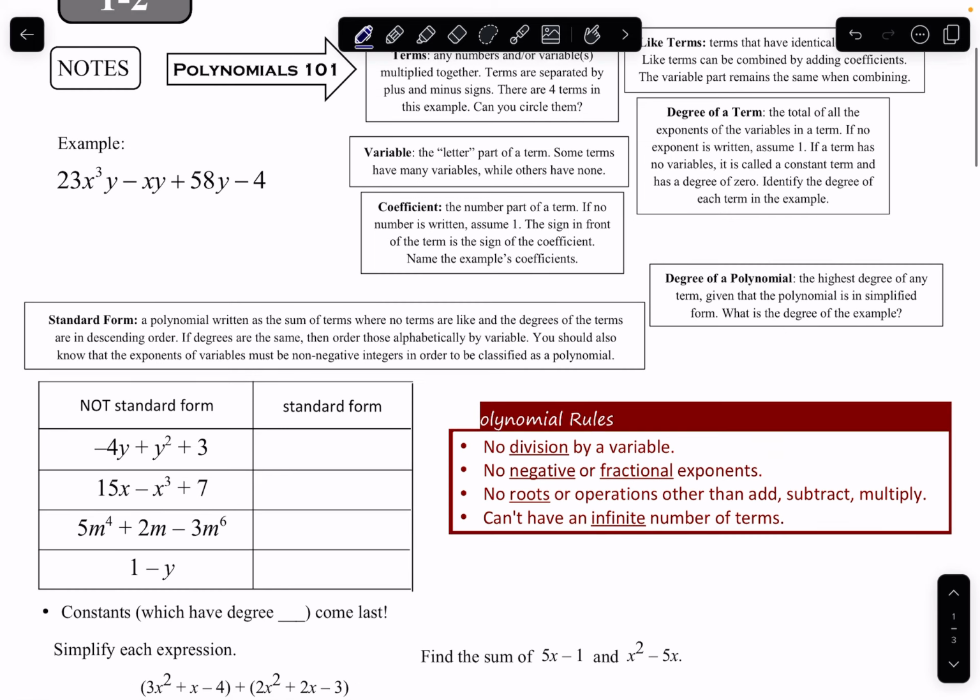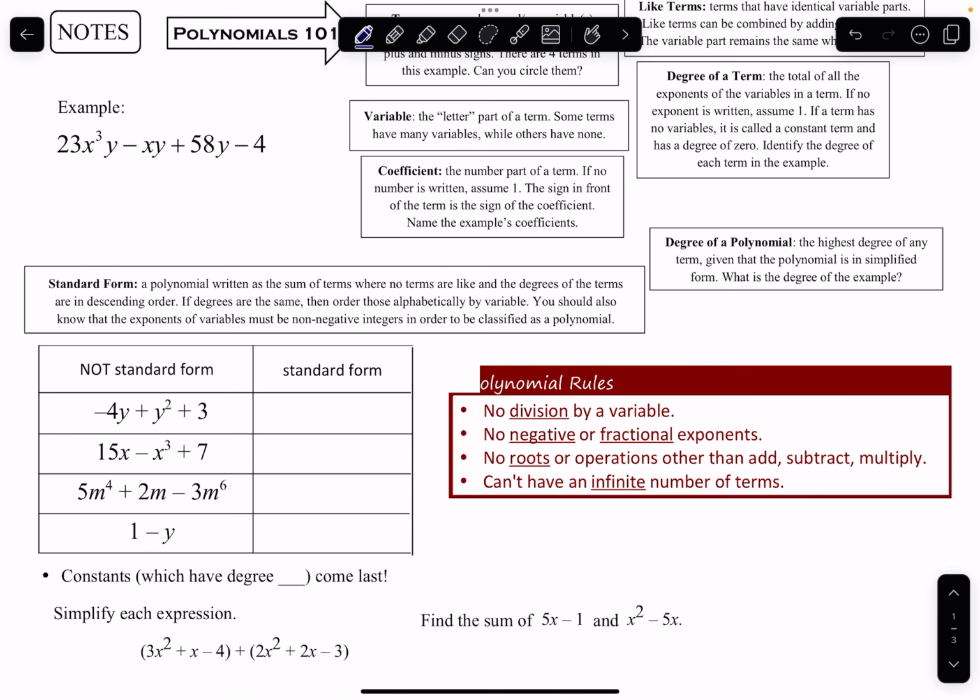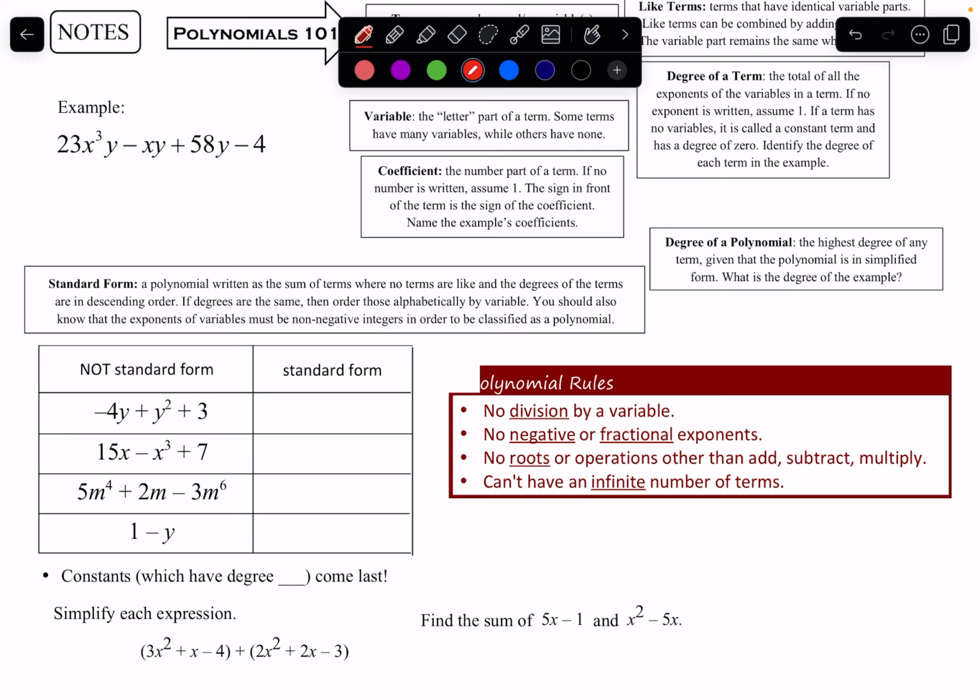Let's do an example. Well, actually, we've got examples right here underneath. So negative 4y plus y squared plus 3. This first term, I've got negative 4y, I've got y squared, I've got plus 3. The negative 4y has degree 1. The y squared has degree 2. The 3 has degree 0.